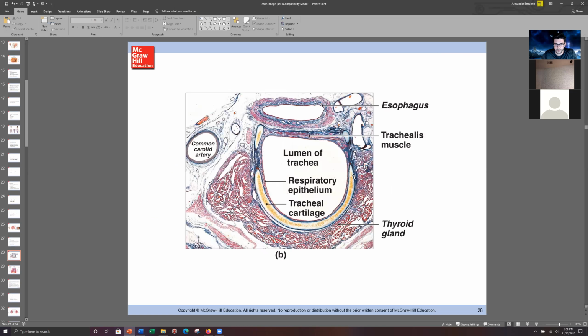So this is another cool little cross section through roughly around C4, maybe C5 of the neck. So we can see we've got our not epiglottis, but the esophagus here, common carotid artery, the inner lumen, or the inner layer of the tracheal vessel here, or a respiratory epithelium, and then the tracheal cartilage separating it right there.